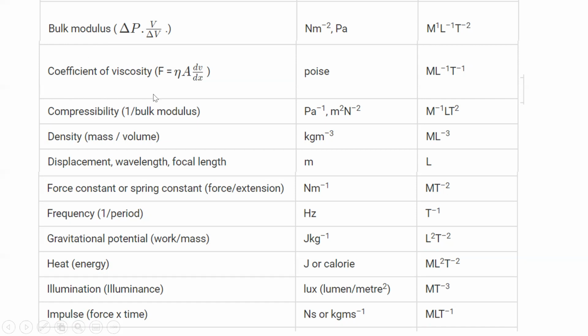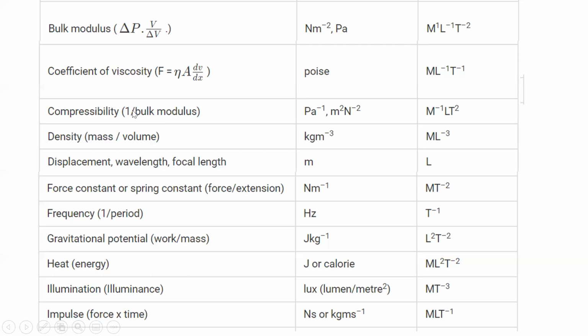Now, coefficient of viscosity has a dimension m, L raised to minus 1, T raised to minus 1. Note, here you can write m or m raised to 1 or just m. It doesn't make any difference. Both are the same. Then compressibility. Compressibility is 1 by bulk modulus. We already know the dimension for bulk modulus. It is m L raised to minus 1, T raised to minus 2.